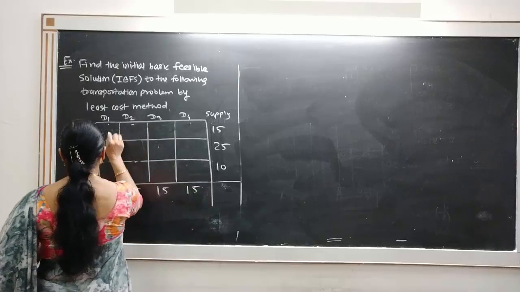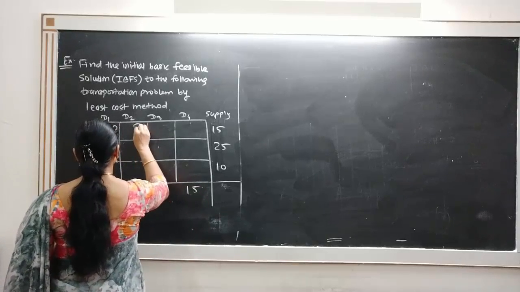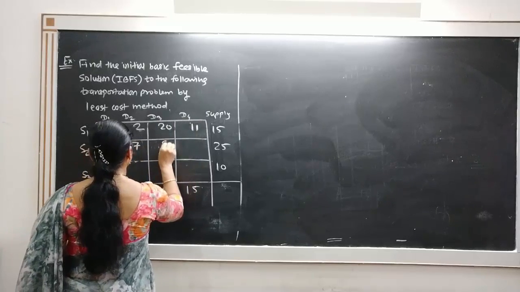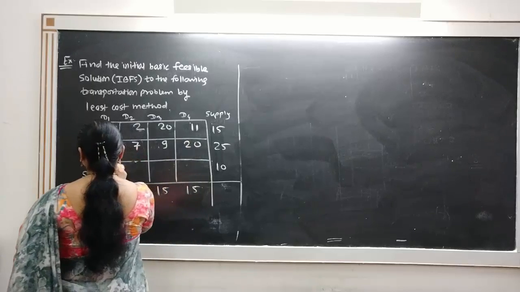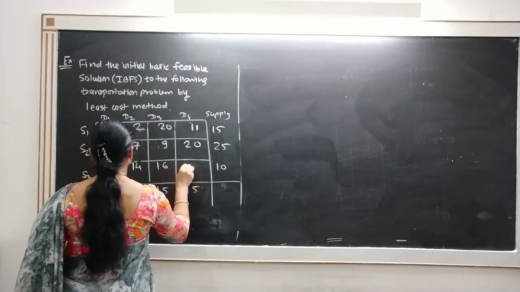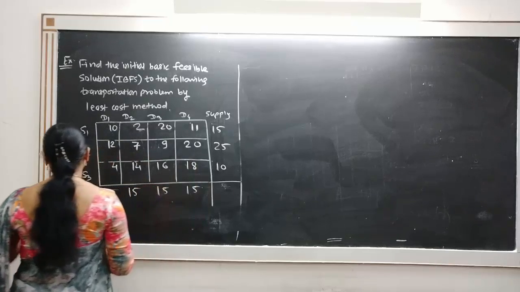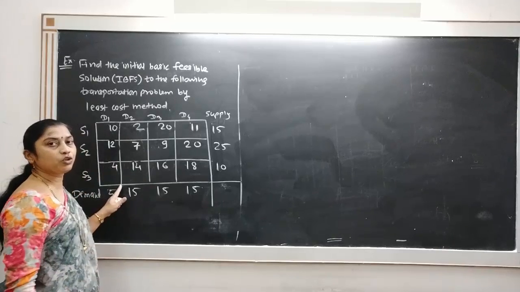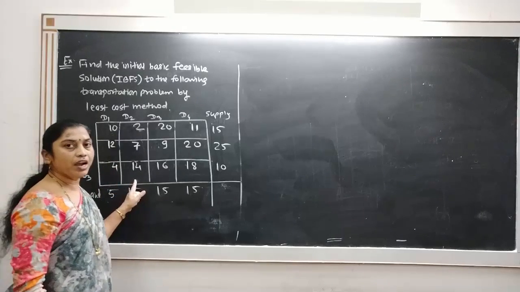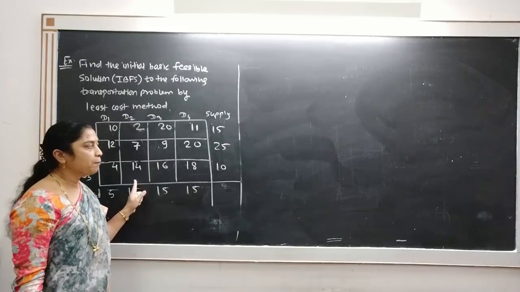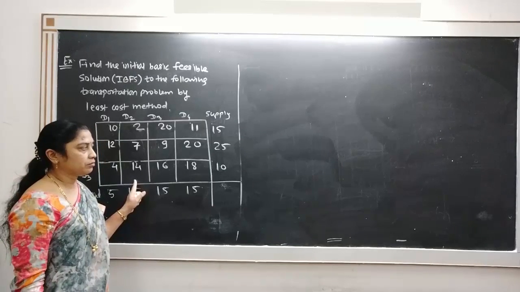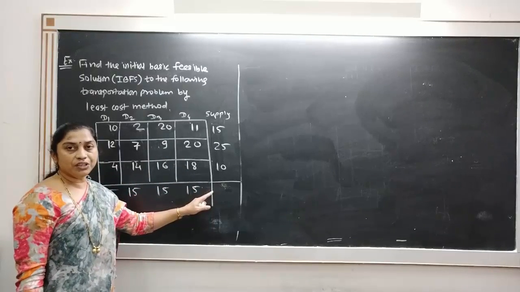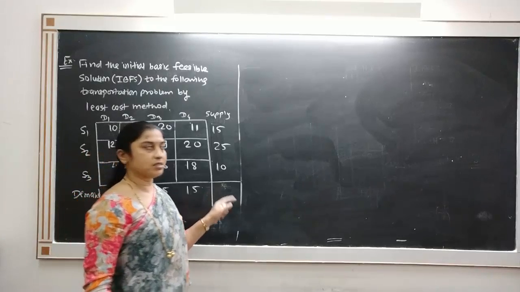The transportation cost is 10, 2, 20, 11, 12, 7, 9, 20, 4, 14, 16, 18. Demand is given, supply is given and the unit transportation cost is given. We want to find the solution of this problem by least cost method. Before starting, what is our condition? The problem must be balanced.